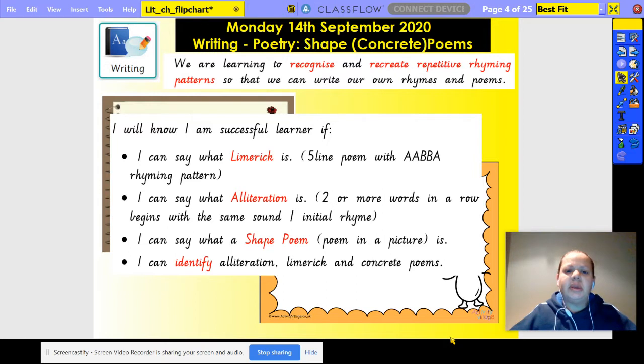So this week we carry on looking at poetry in our writing time, and we are learning to recognize and recreate repetitive rhyming patterns so that we can write our own rhymes and poems. So in today's lesson, we are just going to quickly have a recap and look at the poems we've already learned about, or the types of poems, and then we are going to learn one new one.